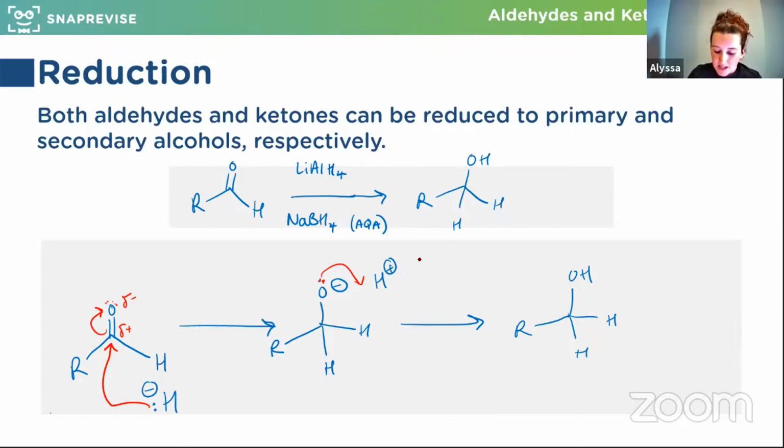And the H plus is an addition. We'd have to add an acid as a second step to the reaction.